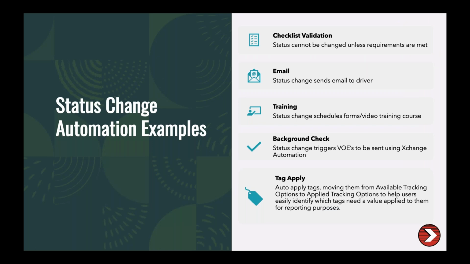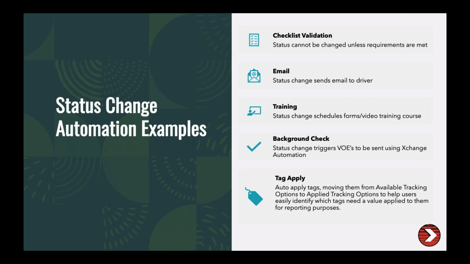So, more examples of status change automations. I don't know if everybody's familiar with checklists, but inside of the system, we have the ability to create checklists. And checklists can show you by red light, green light, if certain documents are present in the Documents tab, if certain tags are applied with specific values, or even if certain processes have been run, such as ordering background screening reports. So you can set up as many checklists as you like.